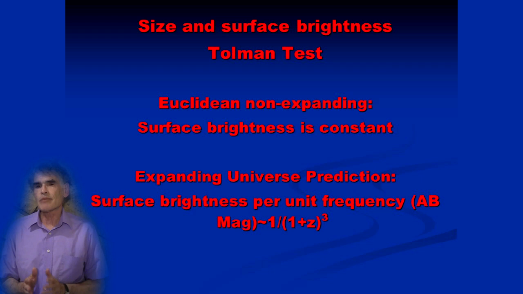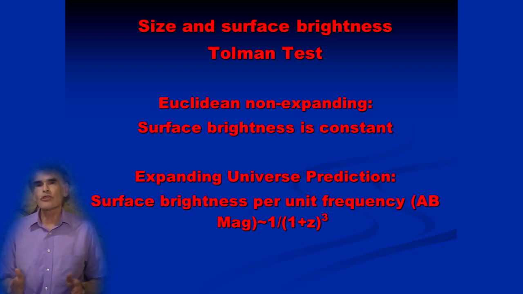Now, this is a very simple test that was proposed 85 years ago. In a non-expanding universe, or any non-expanding space, surface brightness, which is the ratio of the apparent brightness to the apparent surface area, is a constant. If a source moves twice as far away, it's 4 times as small and 4 times as dim. So the ratio is a constant.